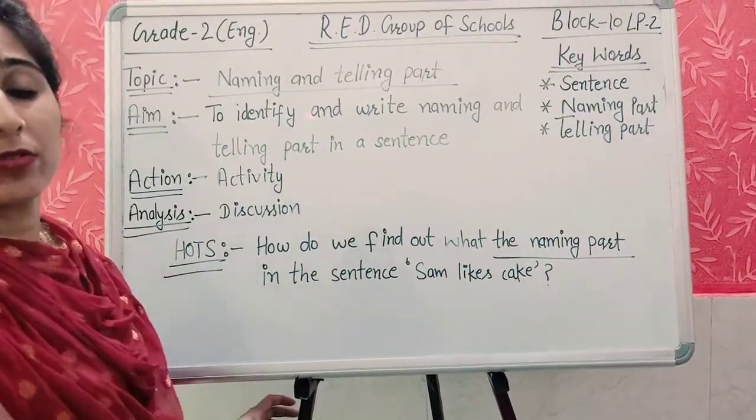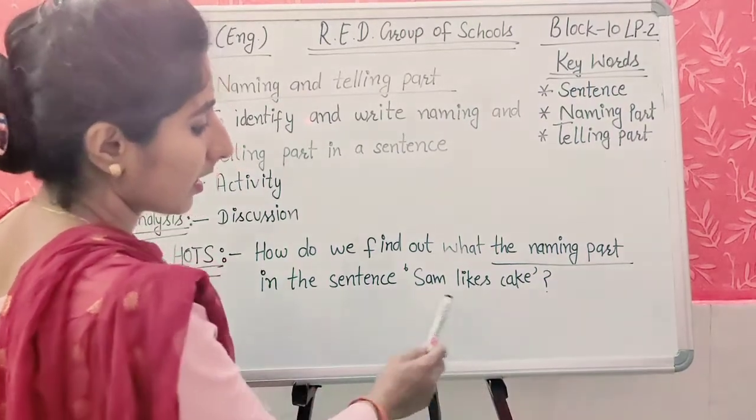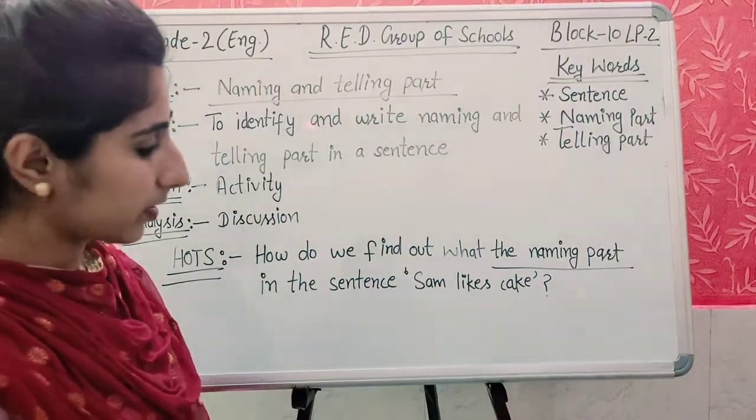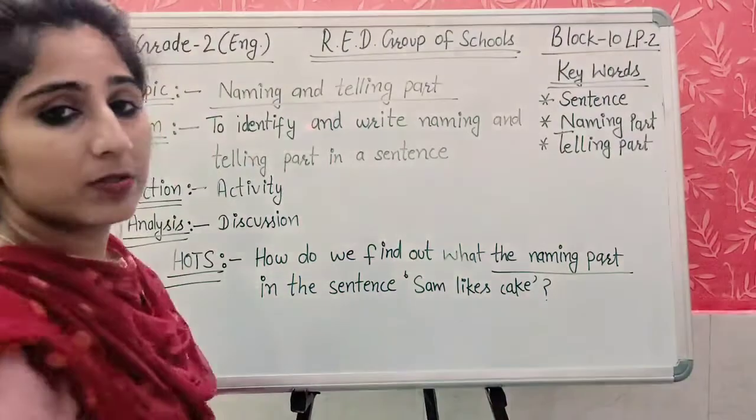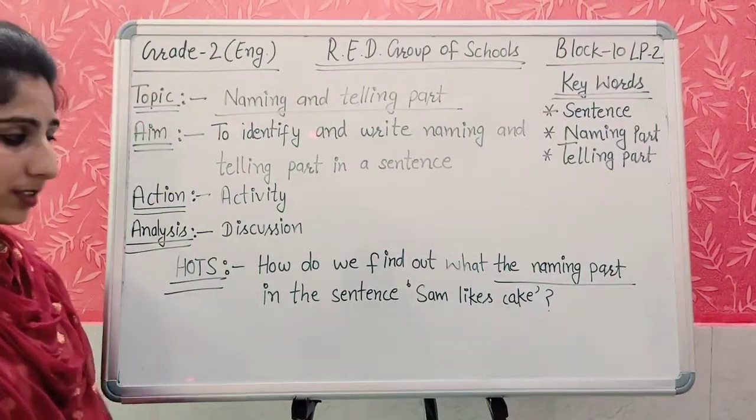How can we find out the naming word in this sentence, like Sam likes cake? Sam is also a name. Sam is a naming word. Cake is also a naming word. Cake is the name of a thing. So how can we find out the naming part in this sentence?